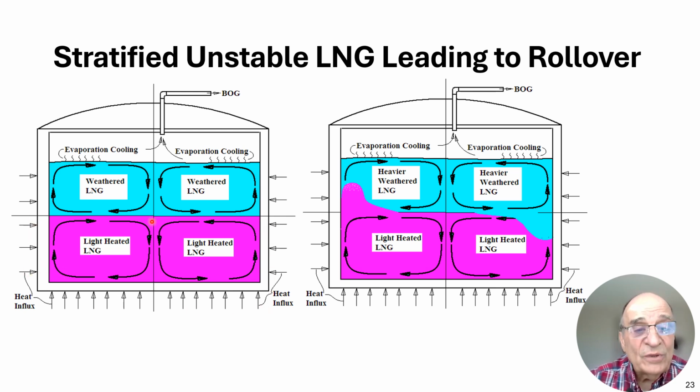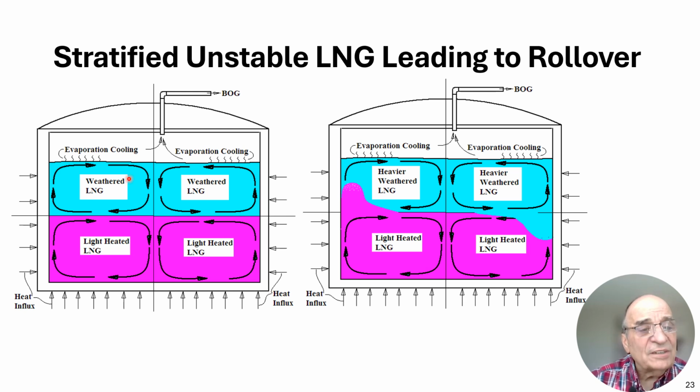So what happens when a liquid gets hotter? It's not boiling off. It doesn't have a surface it can boil off at and cool down. So it gets hotter and hotter. Well, as it gets hotter, it expands. So its density decreases and it becomes light heated LNG. This is over a period of time. Originally, it was heavy LNG, it was dense LNG, but now it's less dense, it's lighter.